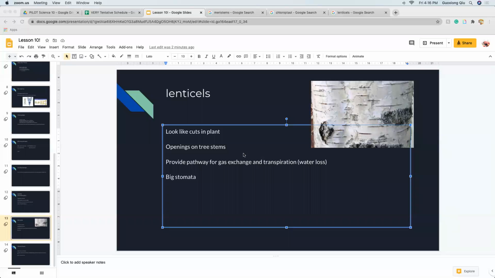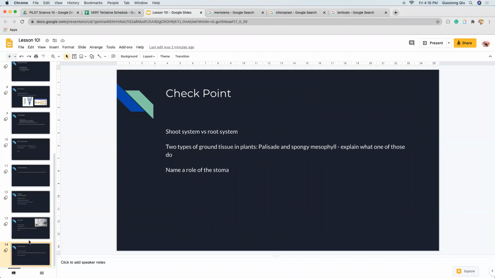Okay. So again, lenticels, lenticles, lenticels. They are essentially giant stomata. Okay. Now we have a checkpoint. So again, Angela being the only person here, you can choose to answer these questions whether in chat or by unmuting.